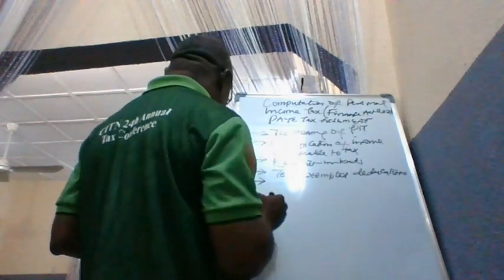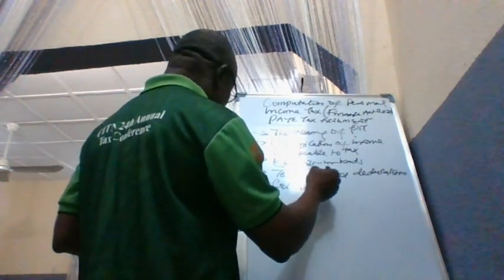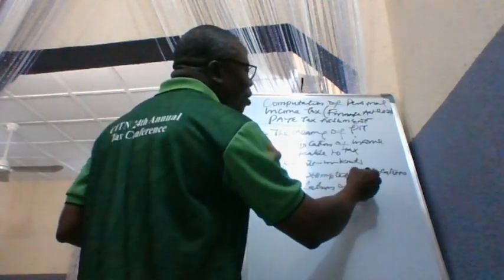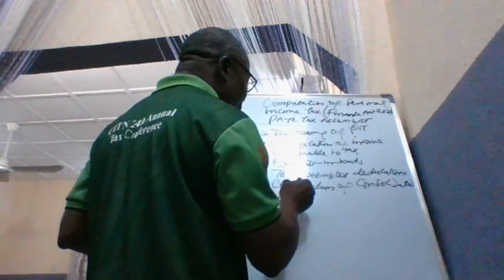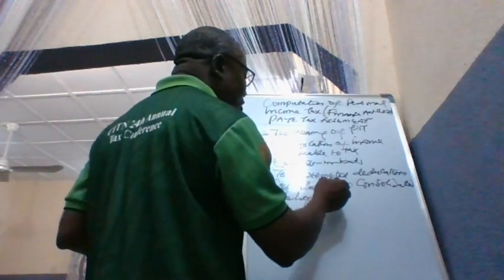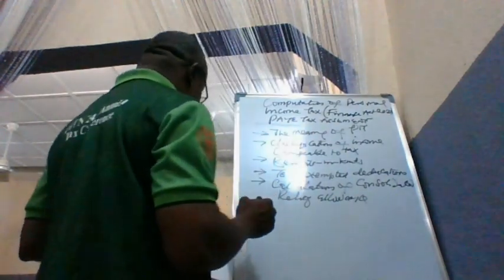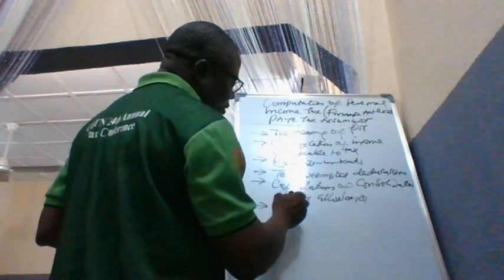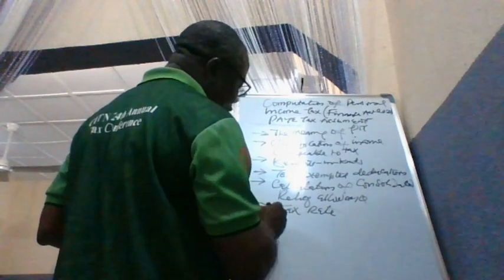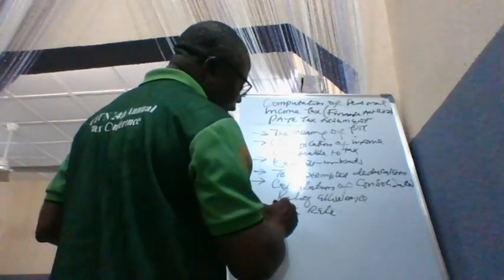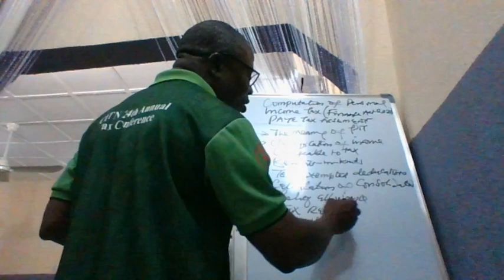Number five, we look at calculation of consolidated relief allowance. And number six, we consider tax rate. And number seven, we treat illustration or examples as live questions.